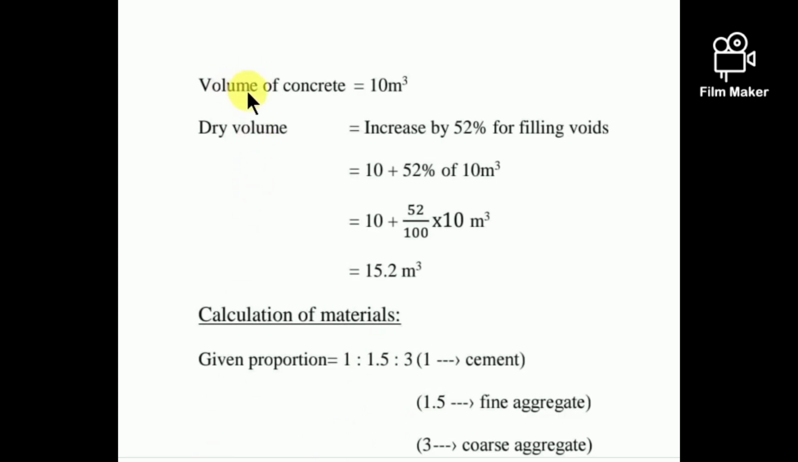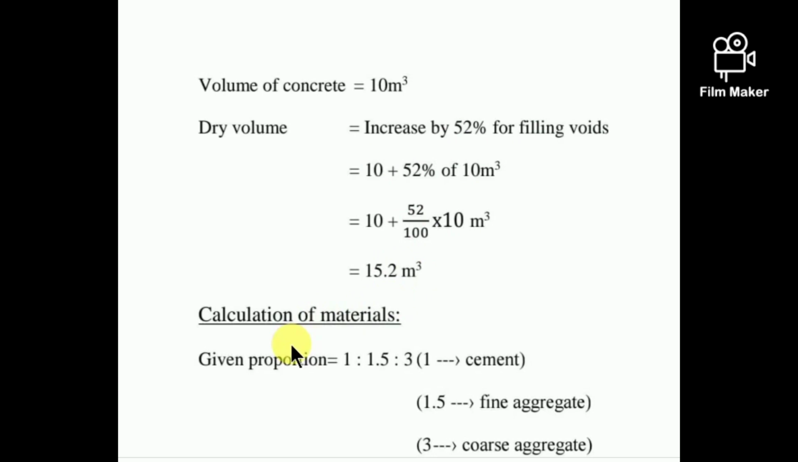Now we have considered the volume of concrete as 10 meter cube. Similarly like the previous one, in my previous video I have shown this. To calculate the dry volume, we will increase by 52% for filling of voids. So it will be 10 plus 52% of 10. Doing the calculation, we'll get this as 15.2 meter cube.